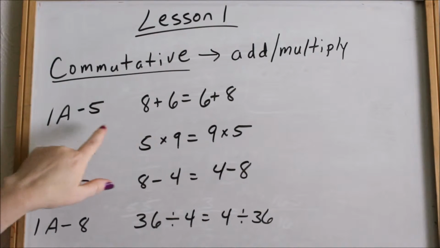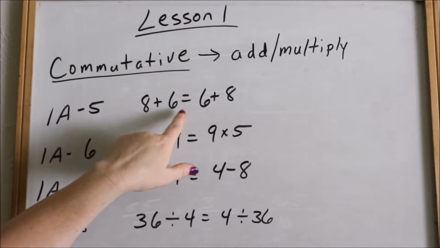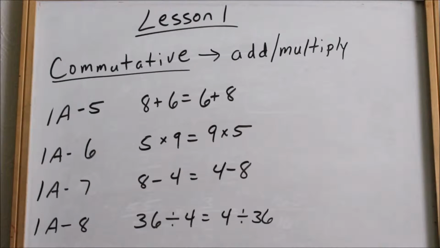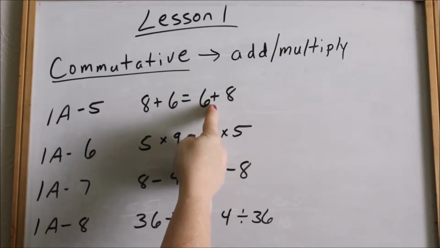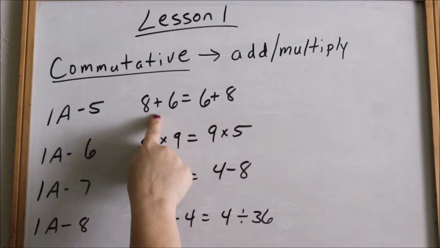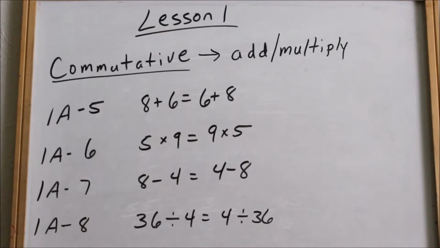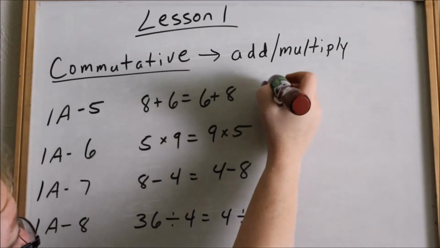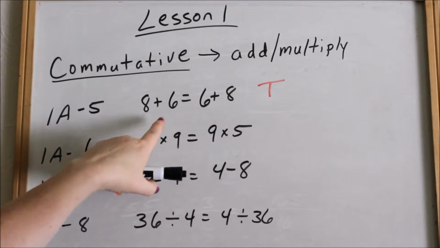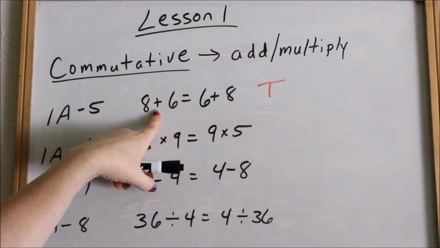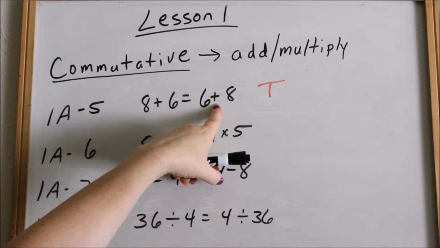Looking at 1A5, you have 8 plus 6 equals 6 plus 8. Is that true or not? Basically, I have switched the 8 and 6 around the addition sign. 8 plus 6 is 14. 6 plus 8 is 14, so that is a true statement. That proves to you that with addition, you can switch your numbers around the operation sign.